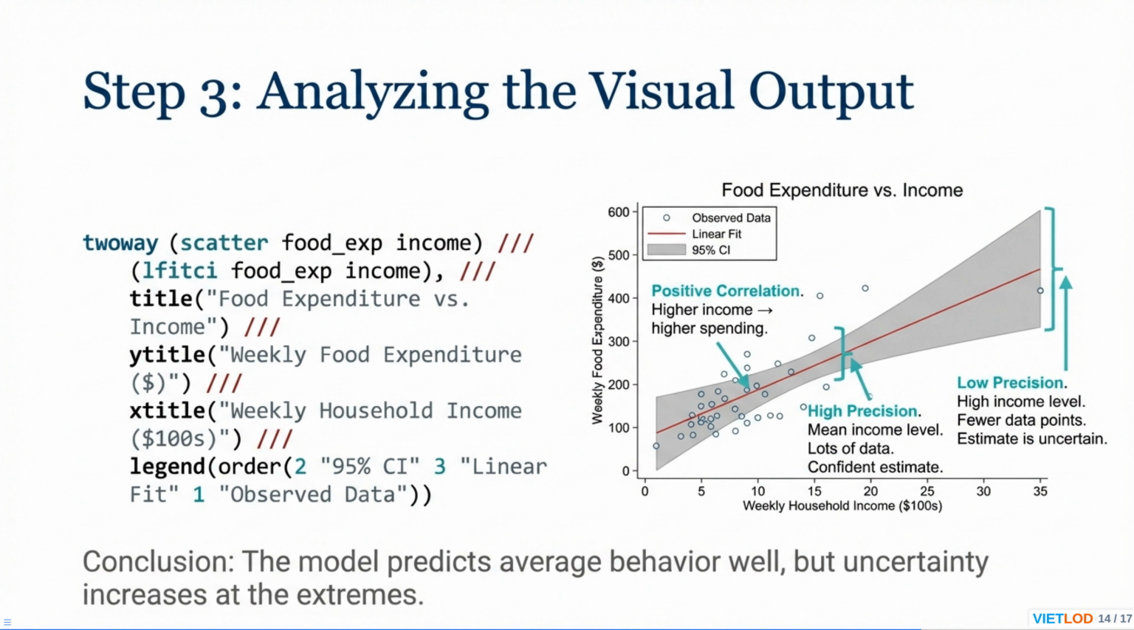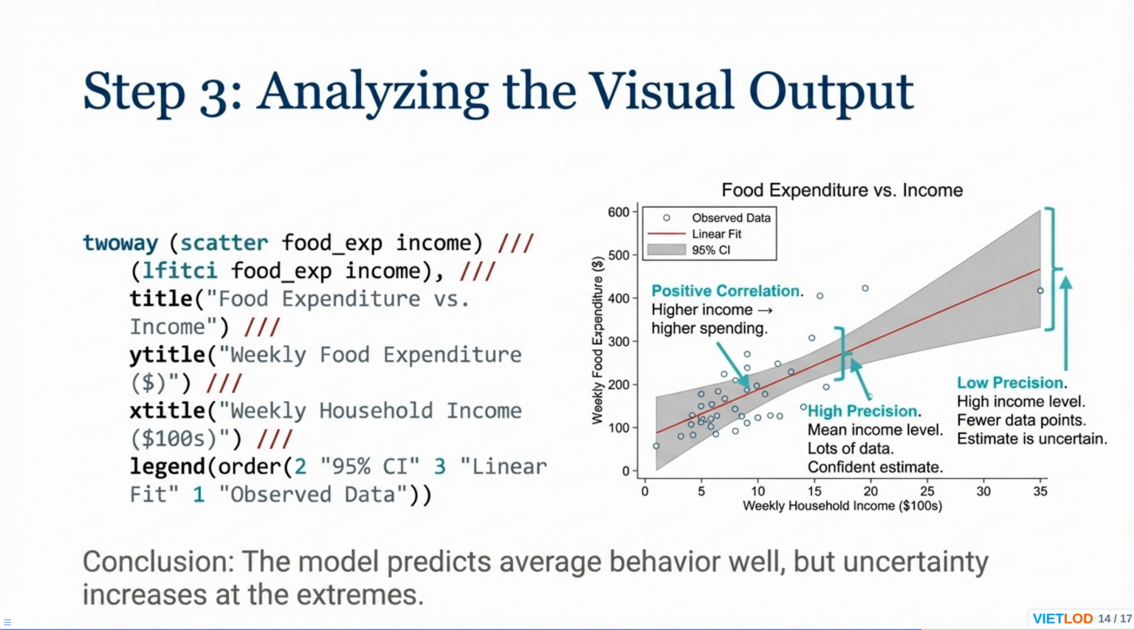Now that we've generated our plot, let's analyze its visual output to understand the relationship between food expenditure and income. First, we observe a clear positive correlation. As household income increases, so too does their weekly food expenditure. The linear fit line clearly illustrates this upward trend.